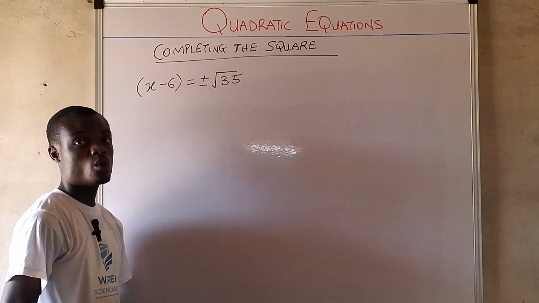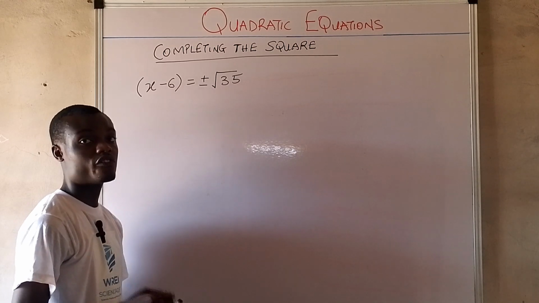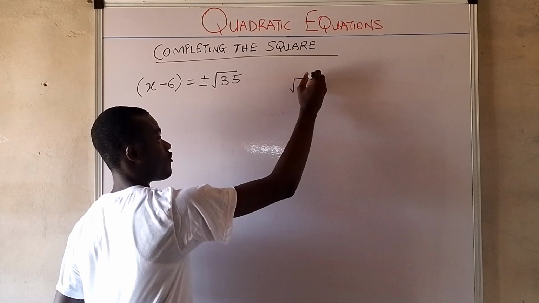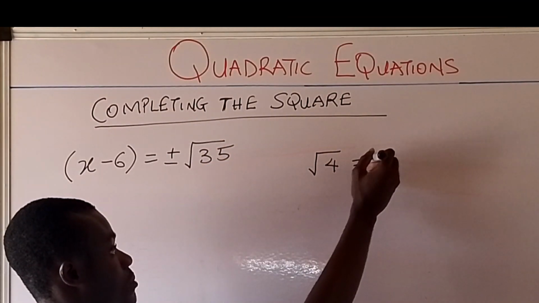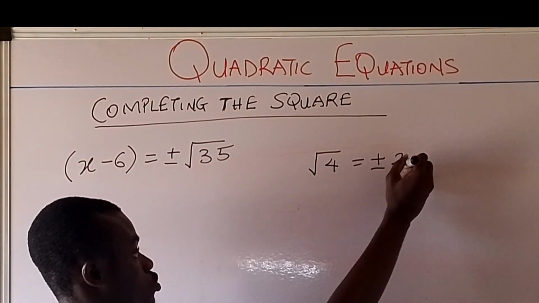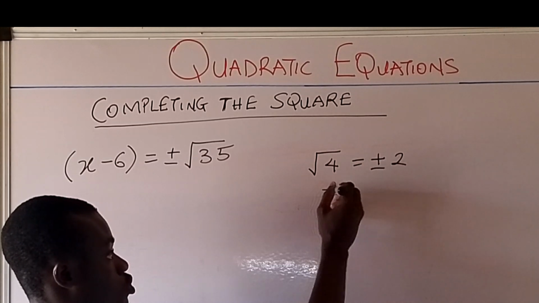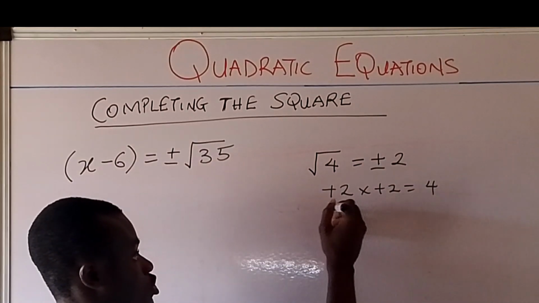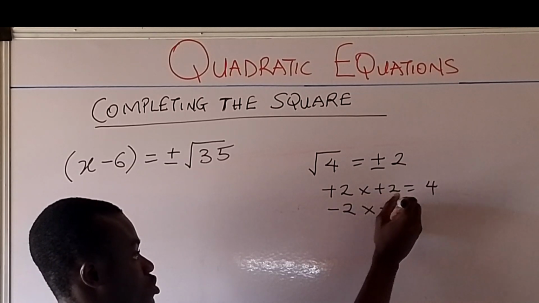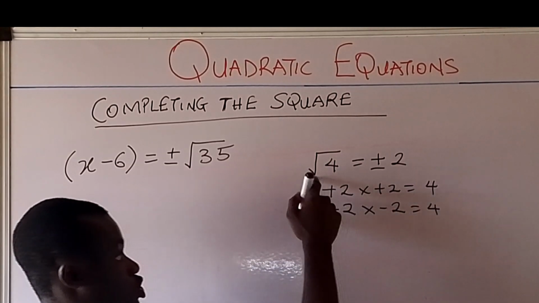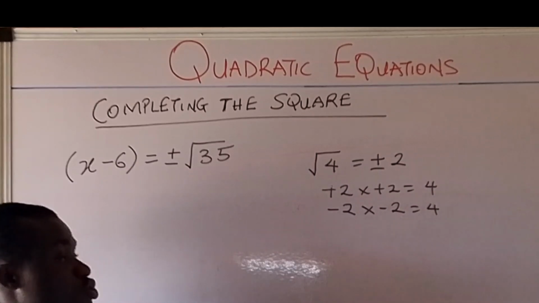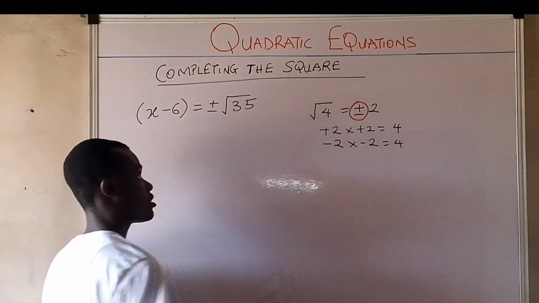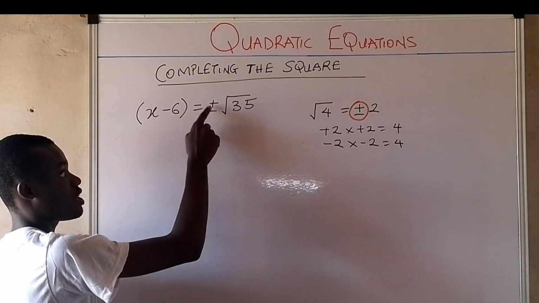In mathematics, whenever we take the square root of any number, our final answer should be a plus or minus. So if you have to take the square root of 4, my answer should be plus or minus 2, because plus 2 times plus 2 will give us 4. Also minus 2 times minus 2 will also give us 4. So the square root of any number should have a plus or minus answer. So take note of this plus or minus.